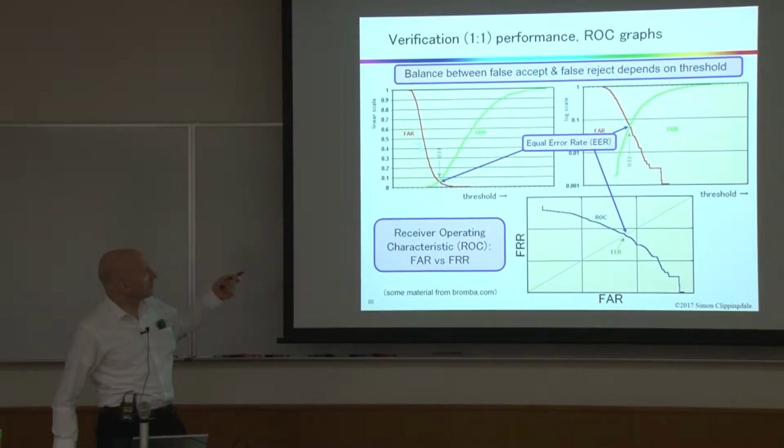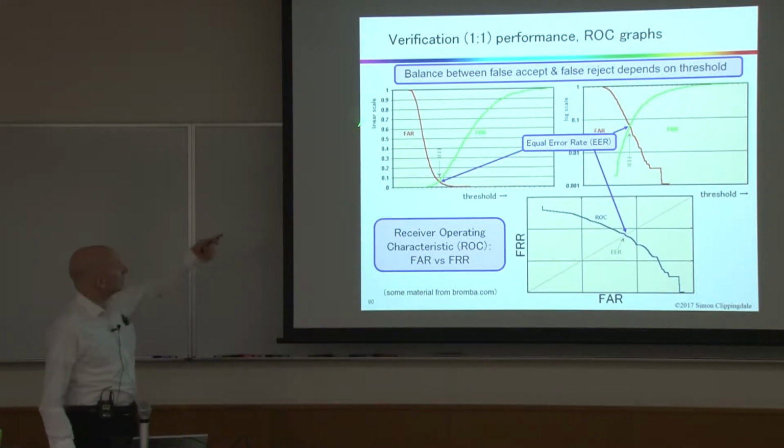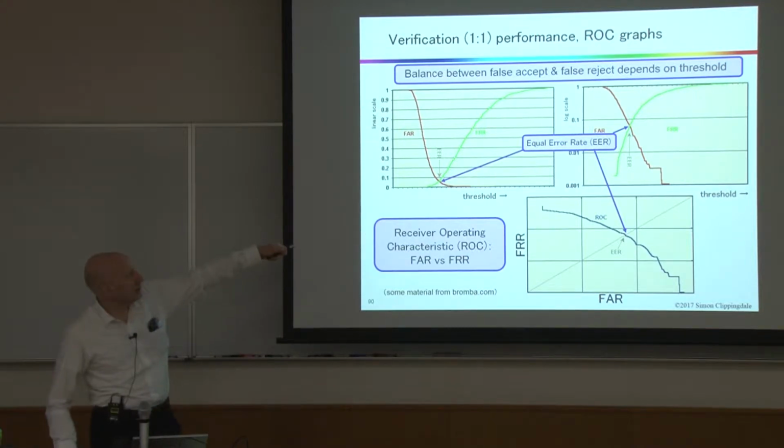As the threshold gets larger, the false accept rate falls and the false reject rate rises, and there's a point where the two cross, and that's known as the equal error rate, which is a simple one-number way of characterizing how good a verification system is. So these are linear scales. If you put it on a log scale here, it makes it a bit easier to see down at the bottom end. You can equally well plot false accept rate against false reject rate, and then you get a thing called the receiver operating characteristic, which is this. Okay.